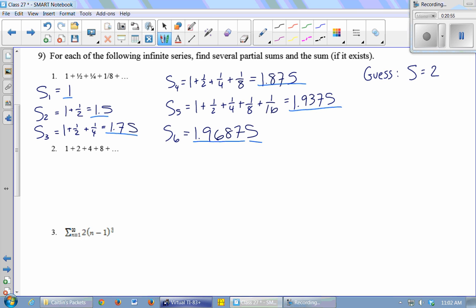A half, yeah. So if I go times a half, then a half times a half is a fourth, and a fourth times a half is an eighth, and an eighth times a half is a 16th. So in a geometric sequence where my first term is 1 and my constant multiplier is a half, I know that it will converge because the multiplier is less than 1, and it will converge to a over 1 minus x. 1 over 1 minus a half is 2.